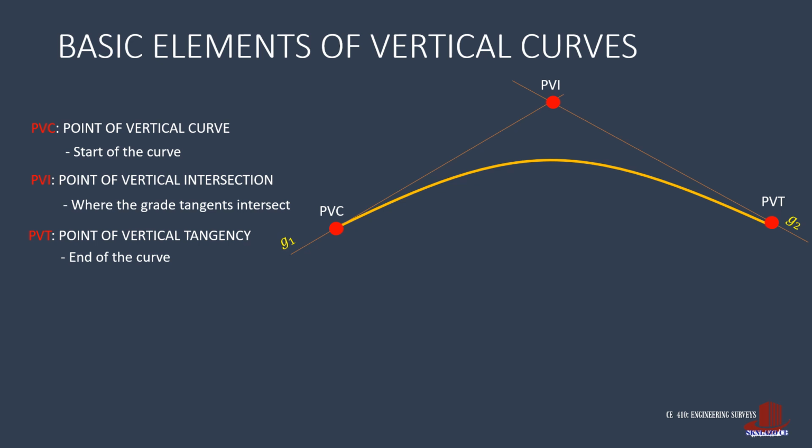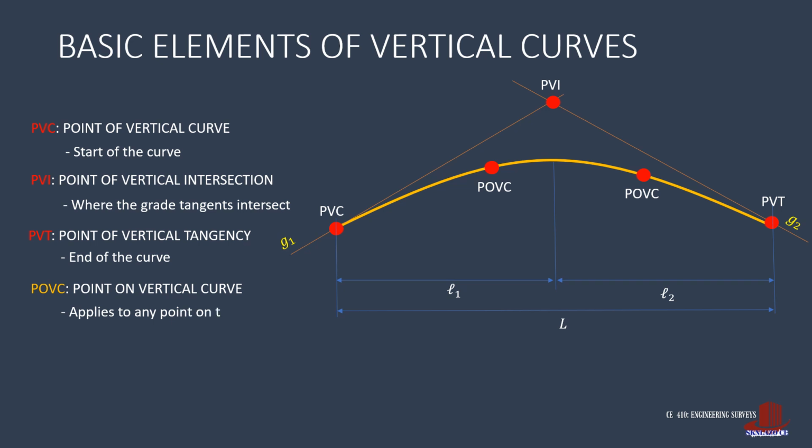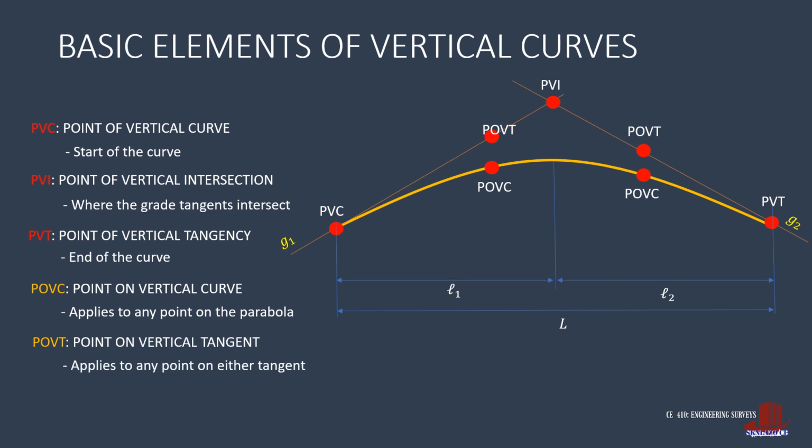Designating labels for the horizontal lengths, the horizontal distance between PVC and PVT is L, or the length of the curve, where the length of PVC to PVI is L1 and PVI to PVT is L2. Along the curve, there can also be POVC, or point on vertical curve. And across these points are POVT, or point on vertical tangent, which lie on either tangent.